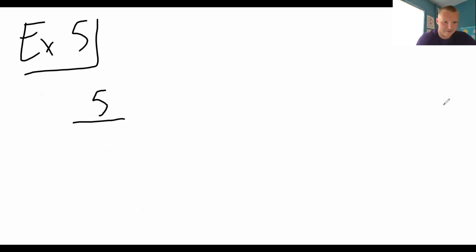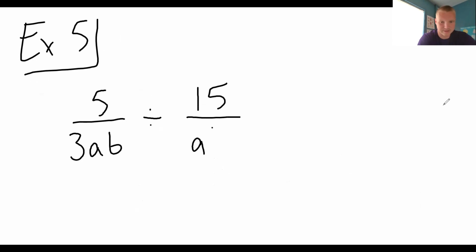So we have 5 over 3ab divided by 15 over abc. Write the quotient in simplest form. So we aren't even substituting here. We're just leaving in the letters.